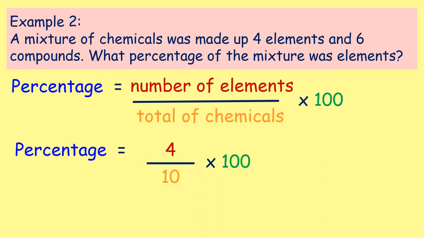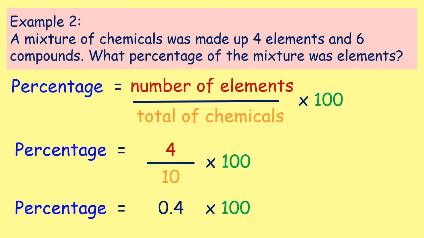So our percentage is 4 divided by 10, and then we multiply that by 100. So that is 0.4 multiplied by 100, which gives us 40%. And again, we need to put in that percentage symbol.